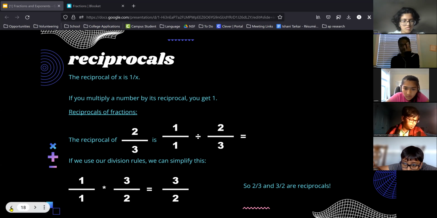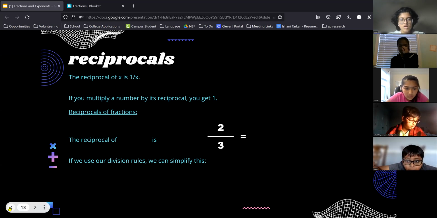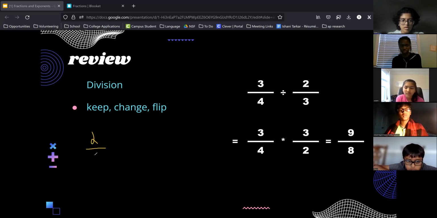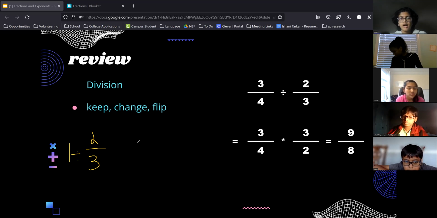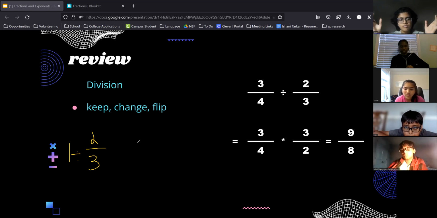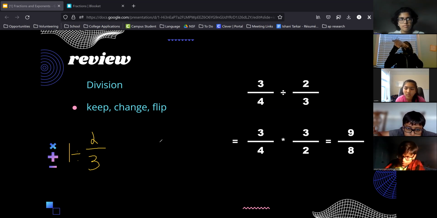Okay. So there are two things people don't understand: what exactly a reciprocal is, and how to keep, change, flip. First I'm going to go over what a reciprocal is. A reciprocal would just be if we're dividing one by a fraction. So that would mean if we were to divide a whole by 2/3, what would we get?